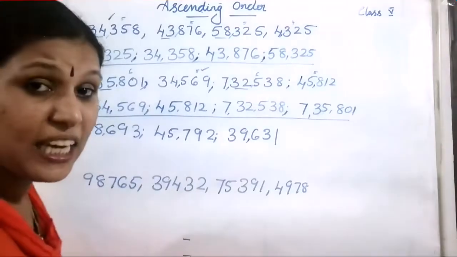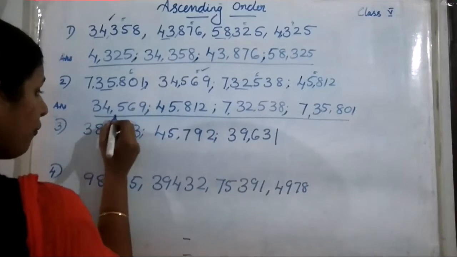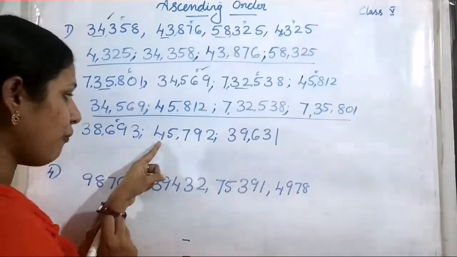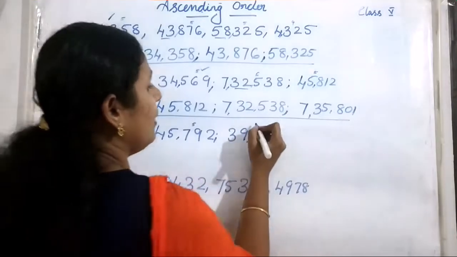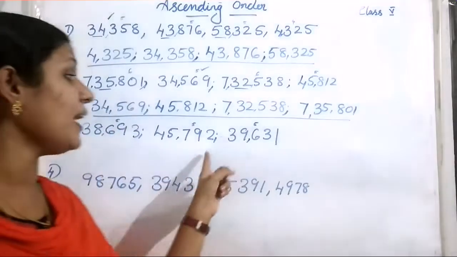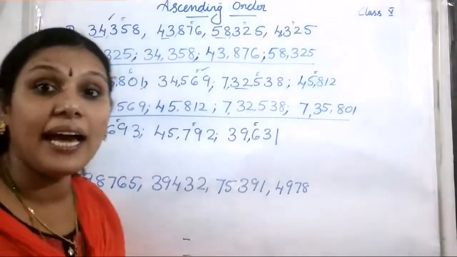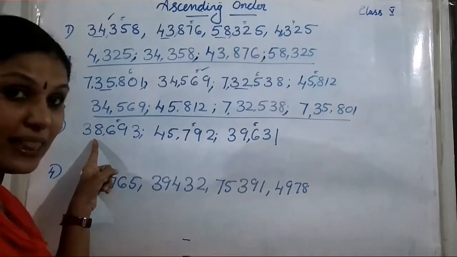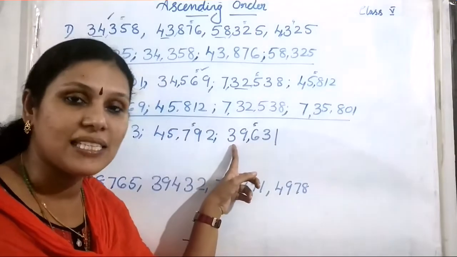Then next we count the number of digits. That is 1, 2, 3, 4, 5. Here only 5 digits. Here 1, 2, 3, 4, 5. Here 5 digits. Here also 5 digits. All 3 numbers are here, but the number of digits is 5 in all. Same number of digits. So we select the highest place value of each. Here the highest place value is 38,000. Here it is 45,000. Here 39,000.